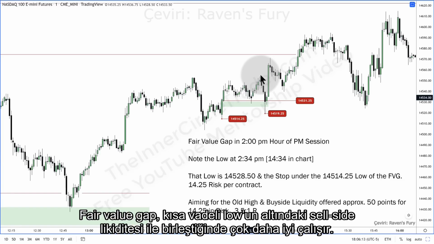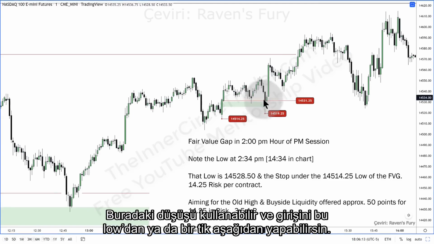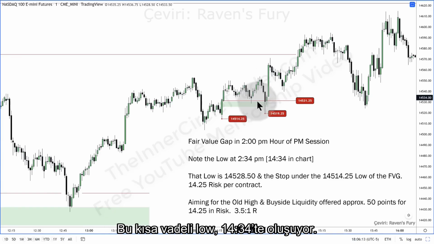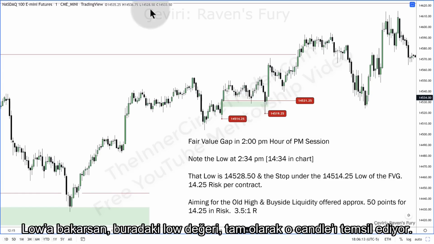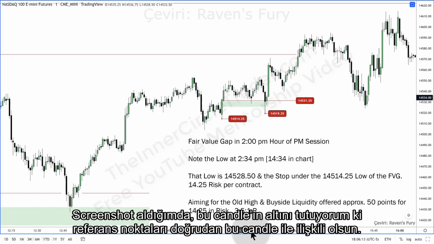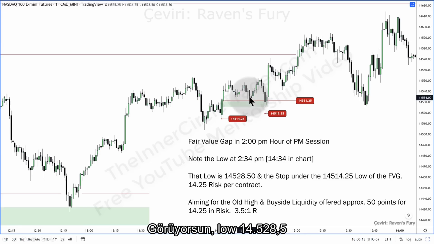The fair value gap is even better when you have the sell side liquidity resting below a short-term low. And the drop down into it here, you can use that low as your entry, or minus 1 tick. Okay. This short-term low forms at 2:34 p.m. Now, if you look at the low figure up here, that value represents that candle right there. So that's why you see it highlighted here. When I took a screenshot, I'm holding underneath this candle, so that way the reference points up here are directly related to this candle. So you can see the low is 14,528 and a half.